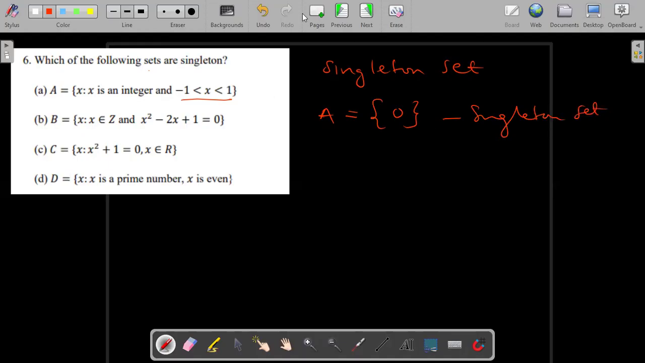Okay. So next we have the set B, and the set B is a set of all x such that x is an integer, and x is defined by this equation. The equation that they've given me is x squared minus 2x plus 1 equal to 0. And this here is a quadratic equation. So now I need to solve this quadratic equation. How do I do that?